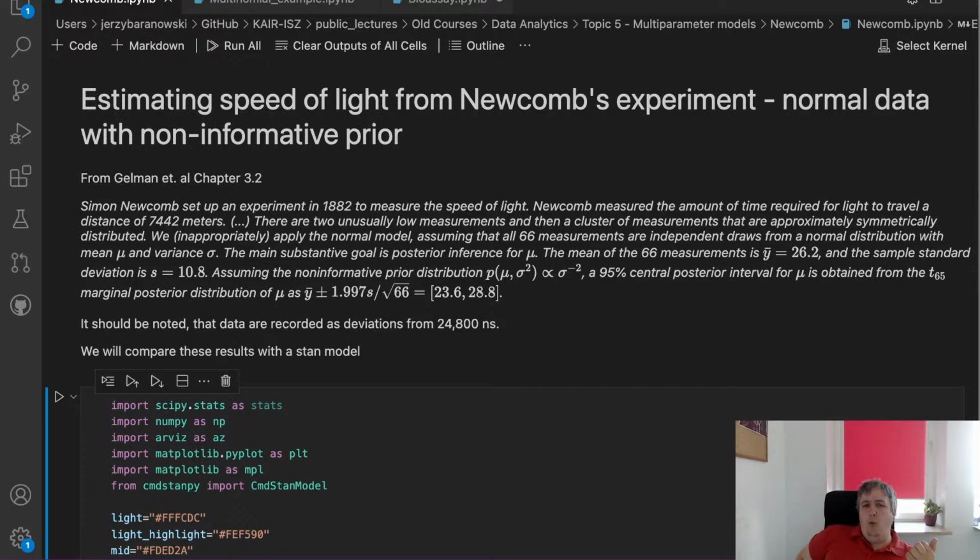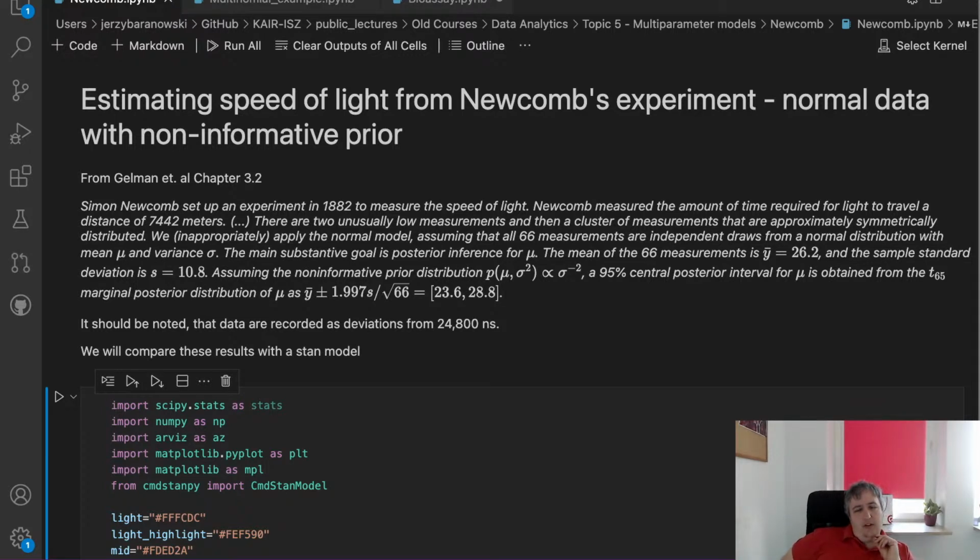This example is based on one of the earliest experiments determining the speed of light, which was done in Washington by Simon Newcomb, who performed the experiment in a somewhat complicated way. He estimated the time needed for light traveling between two points, to a mirror and back, at a distance of 7,442 meters, and 66 measurements were obtained, which were used to estimate the speed of light.